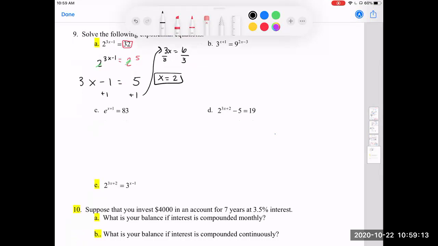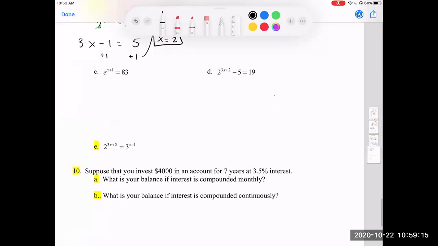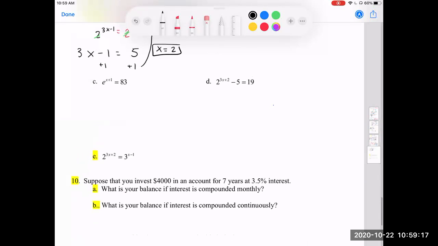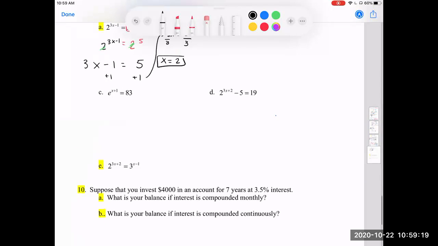Now I'm going to do E. And maybe I should have given myself more space for E. All right. Now if you look at E, from 2 raised to 3x plus 2 equals 3 raised to the x minus 1, I can't rewrite 3 and I can't rewrite 2 so that they have the same base. So how do we go on from there?